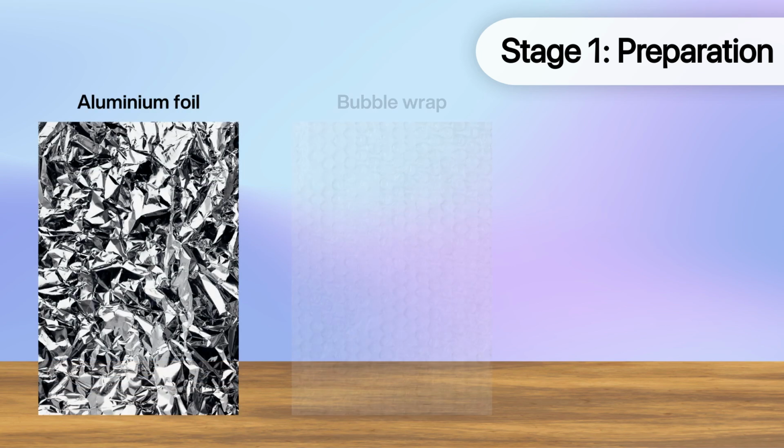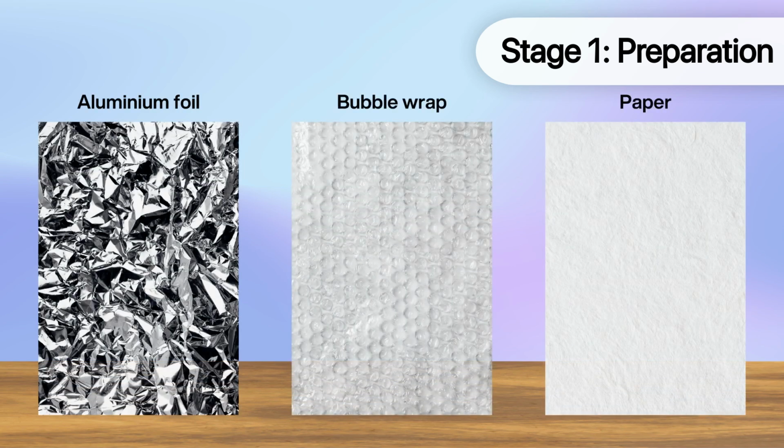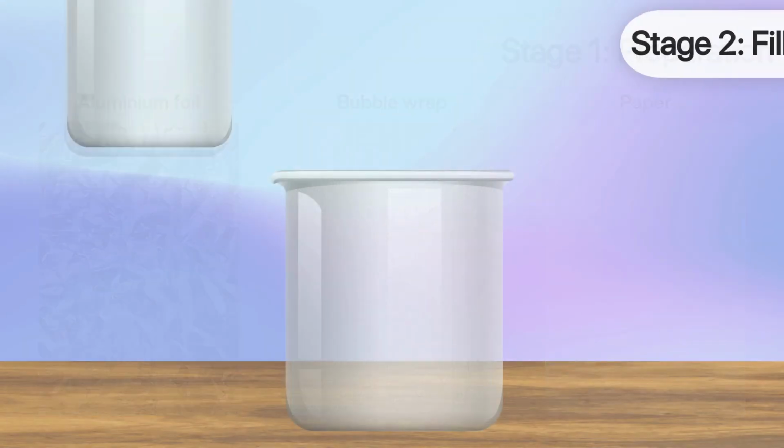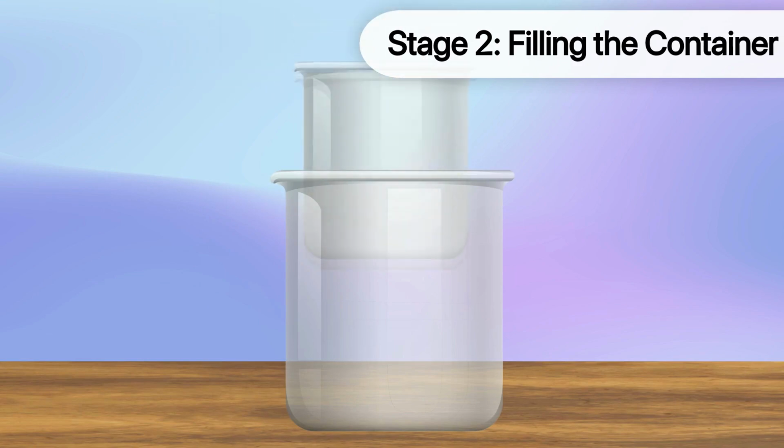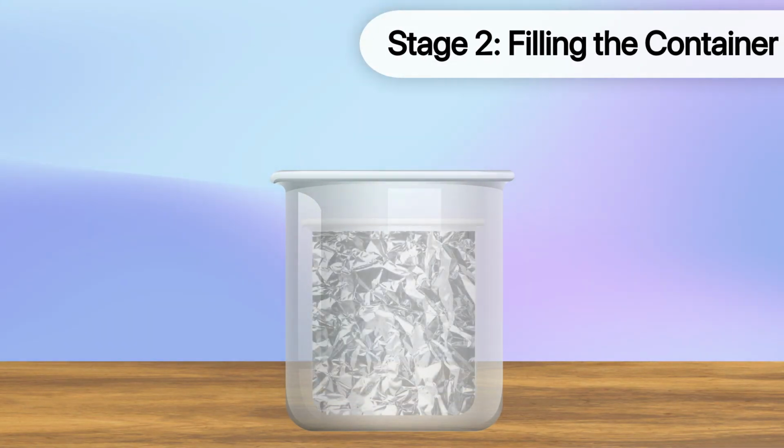Begin by selecting the materials to be tested as insulators. For our experiment, we will use aluminium foil, bubble wrap, and paper. Ensure each material is cut to a size that can wrap around the container without overlapping the bottom. Next, we'll place a smaller beaker inside a larger beaker. We then wrap the space between the smaller and larger beaker with the first insulating material, aluminium foil.